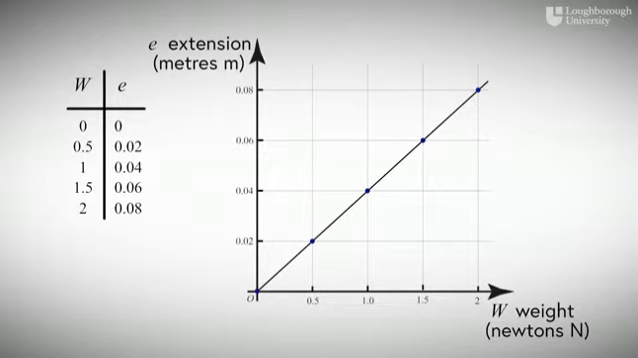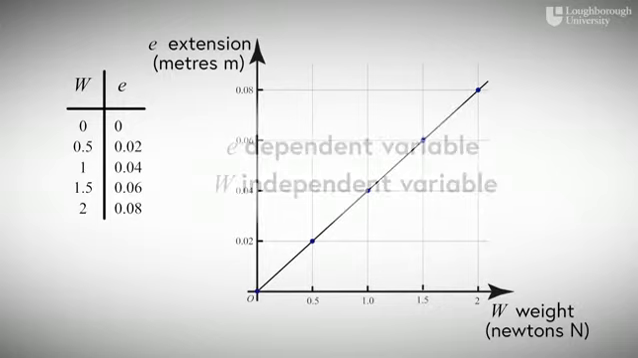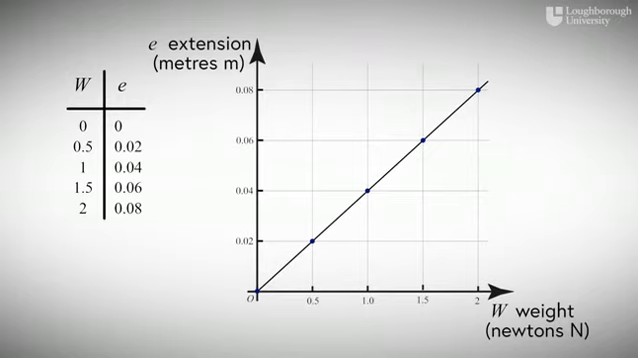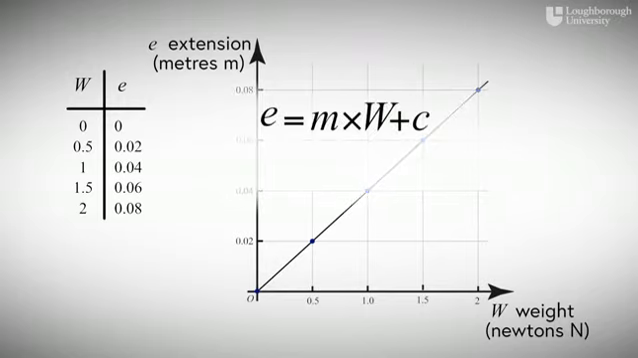We have drawn a line through the points. Let us find the equation of this straight line. Here the extension of the spring, E, depends upon the weight attached, W. So E is the dependent variable and W is the independent variable. Because the graph is a straight line, we expect the relationship to take the form E equals m times W plus c. And compare this with y equals mx plus c.